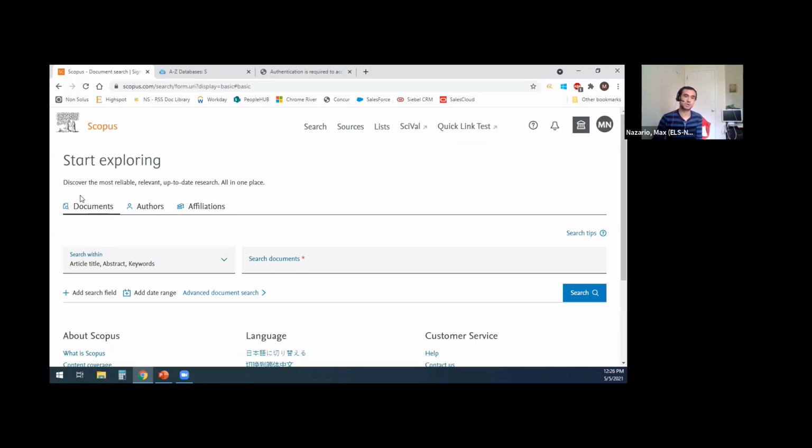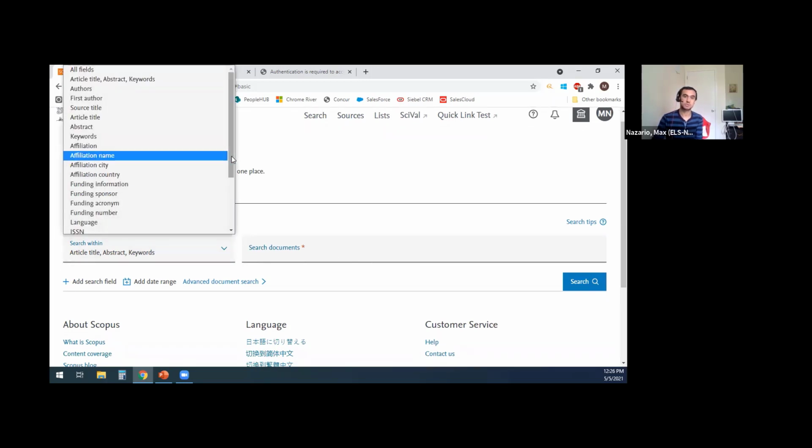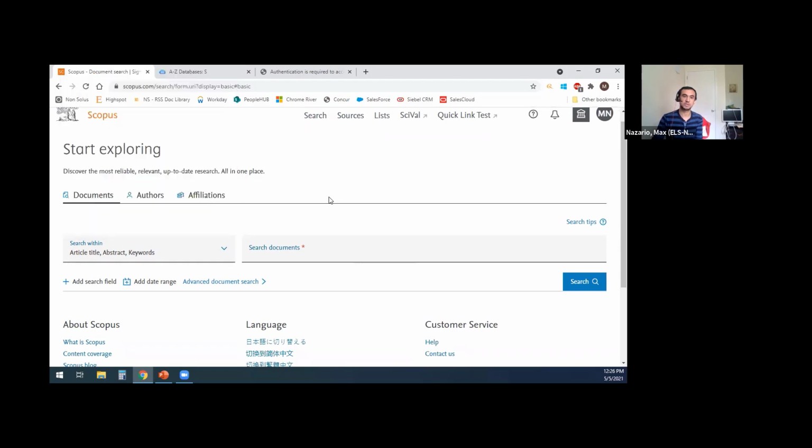To get started, we'll talk a little bit about the document search. When you're performing a document search in Scopus, you do need to specify where you want Scopus to search. By default, these are the ones included here in the basic search. But if you are looking for more powerful search functionality, with more places to search within, you can also use the advanced document search, which is available down here below. But for now, we'll just go ahead and do a basic search in the title, abstract, and keywords. I'm going to use a sample search string here.